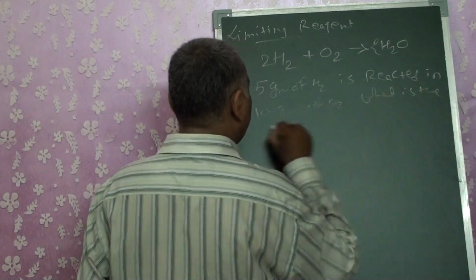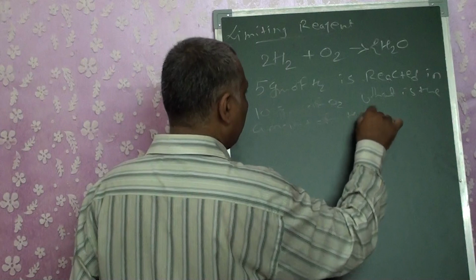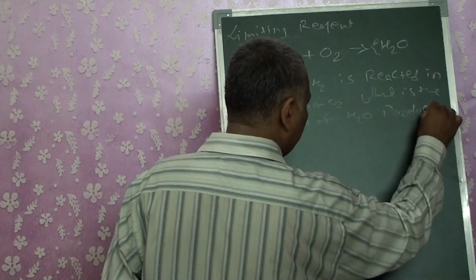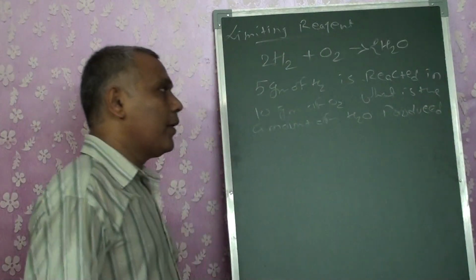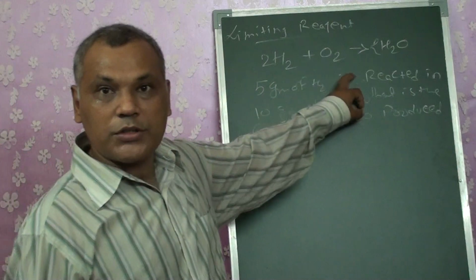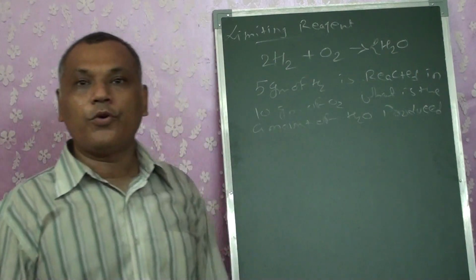What is the amount of H2O produced? That means it is told to me that hydrogen is 5 grams, oxygen is 10 grams. What is the amount of H2O produced?